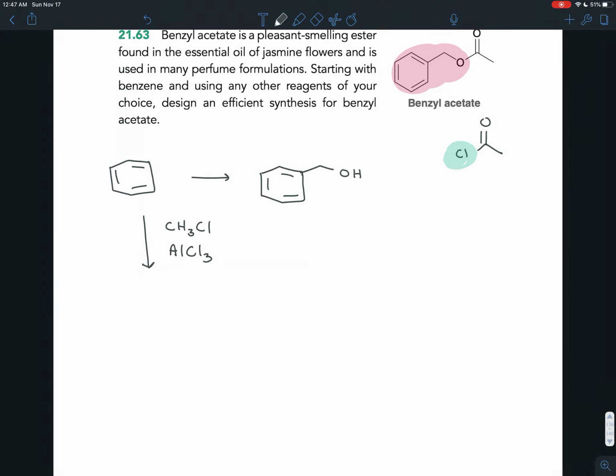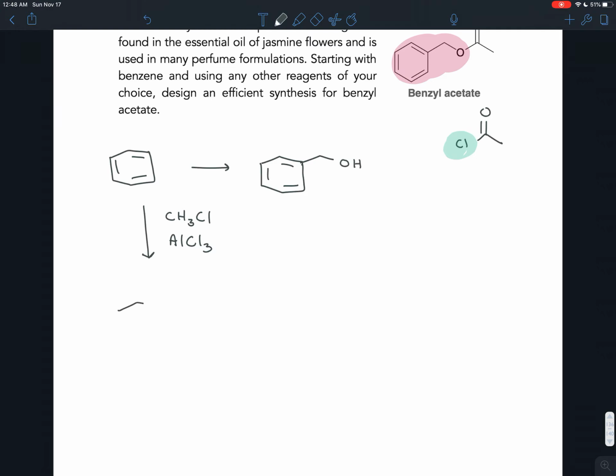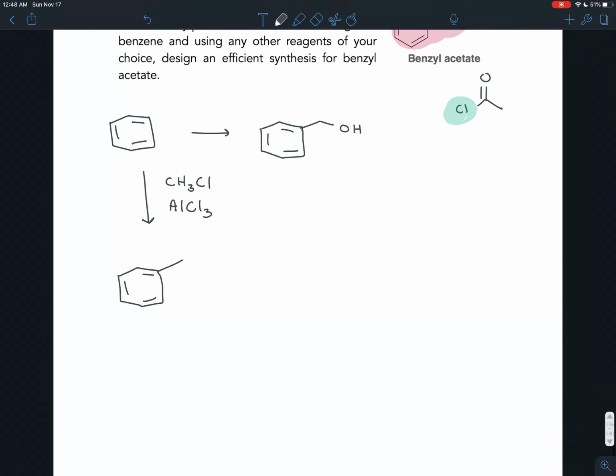Remember, when you do a Friedel-Crafts alkylation, you always have to worry about whether you'll have a carbocation rearrangement, because those can happen in the Friedel-Crafts alkylations. If you want to avoid those, then do a Friedel-Crafts acylation. But here, we only have one carbon, so there's nowhere that the carbocation could go. So you could do a Friedel-Crafts alkylation here. That would put the methyl group on the benzene ring.